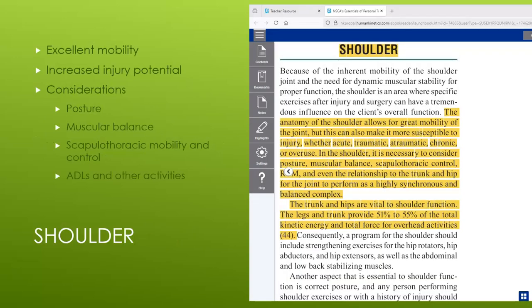So the shoulder itself, they note in the book that the anatomy of the shoulder allows for great mobility of the joint, but can also make it more susceptible to injury, whether acute, traumatic, atraumatic, chronic, or overuse. So in the shoulder, it's necessary to consider posture, muscular balance, scapular thoracic control, range of motion, and even the relationship to trunk and hip for the joint to perform as a highly synchronous and balanced complex.